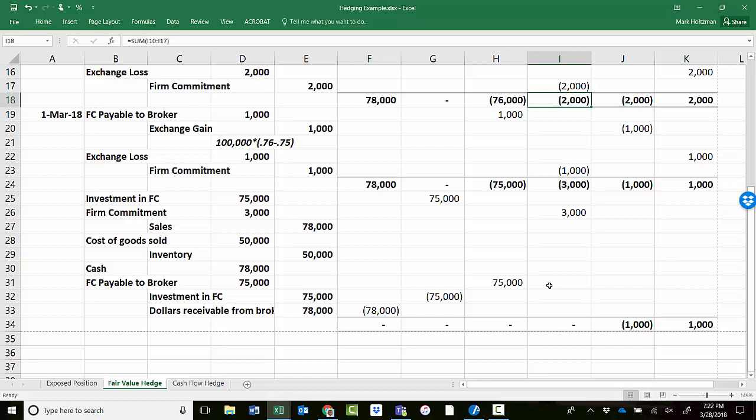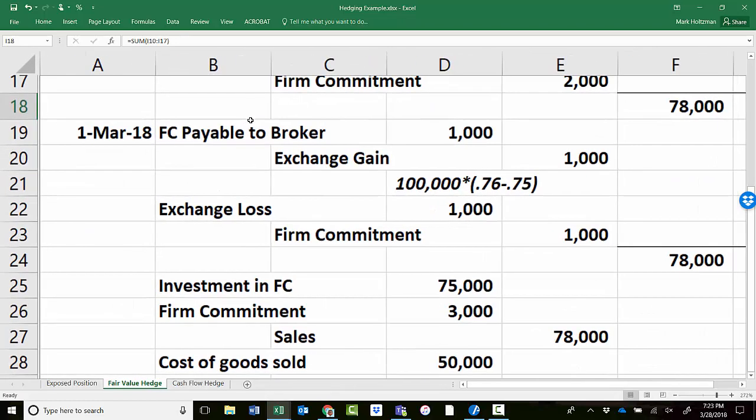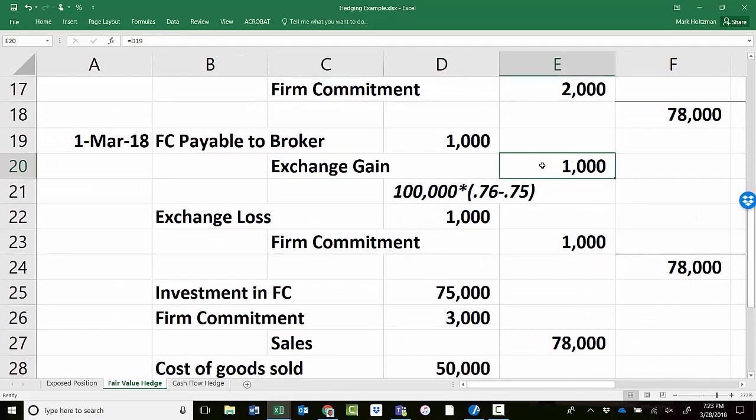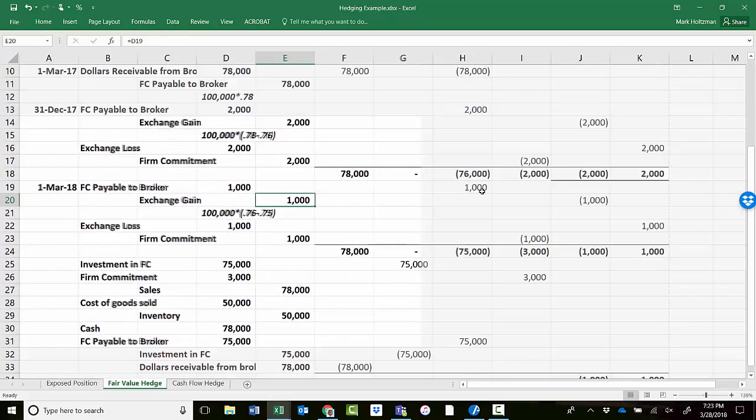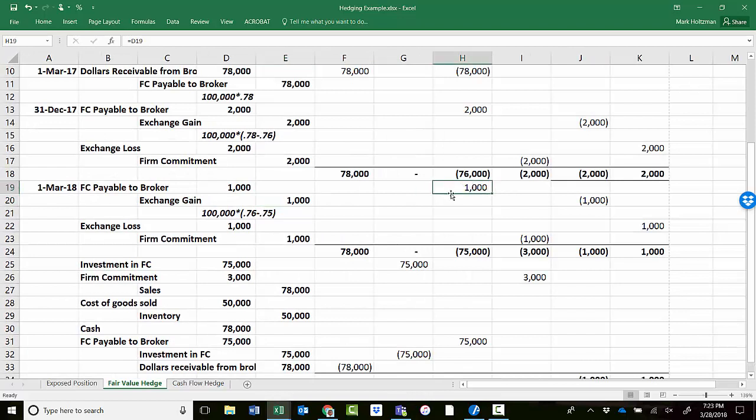So in this case, I mark to market. I love saying that. Mark to market. Let's mark to market one more time. The value of the euro now has gone down to 75 cents. So my liability has gone down to $75,000. I'm going to debit foreign currency payable to broker and credit an exchange gain like I did before for $1,000. Here you can see the liability is going down by 1,000 and I'm booking a gain for 1,000. Why is the gain shown as negative? Because it's a credit.